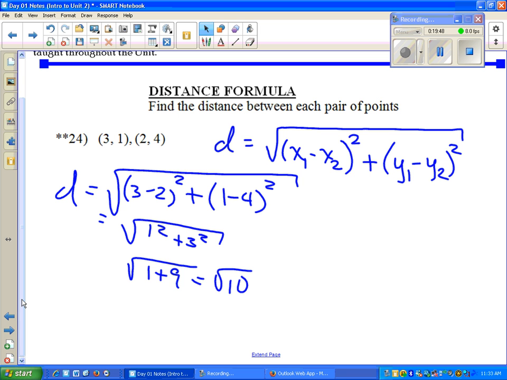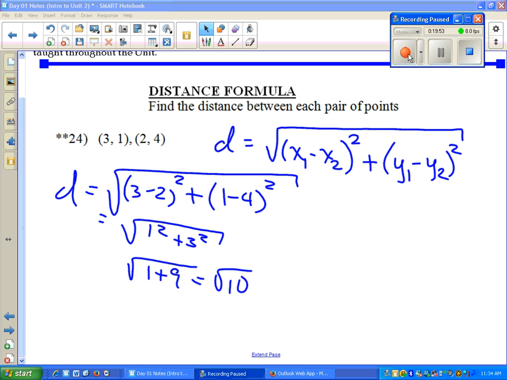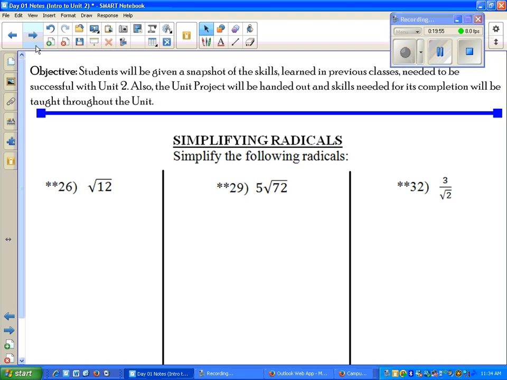Do you remember the distance formula? I just wrote it down. Copy it down. Make sure you have it. Make sure you know it. Here we go.